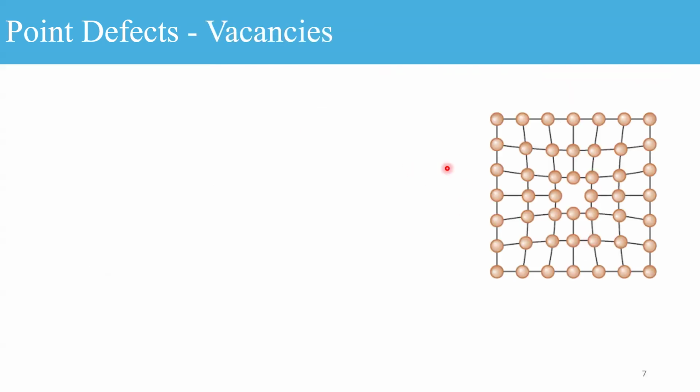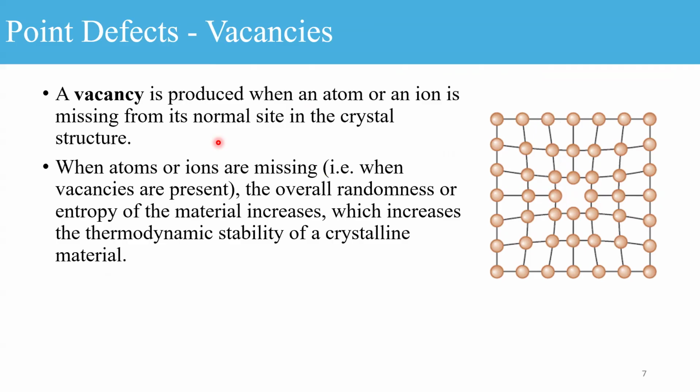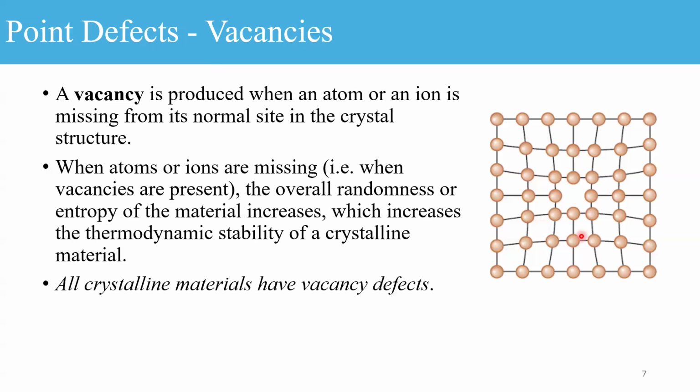Let's look into different types of point defects, starting with the vacancies. So you can see there is a vacant space, there is a missing atom in the crystal structure. So a vacancy is produced when an atom or ion is missing from its normal site in a crystal structure. When these atoms or ions are missing, the randomness or the entropy of the material increases, which actually increases the thermodynamic stability of a crystalline material. And that is why all these crystalline materials have vacancy defects.